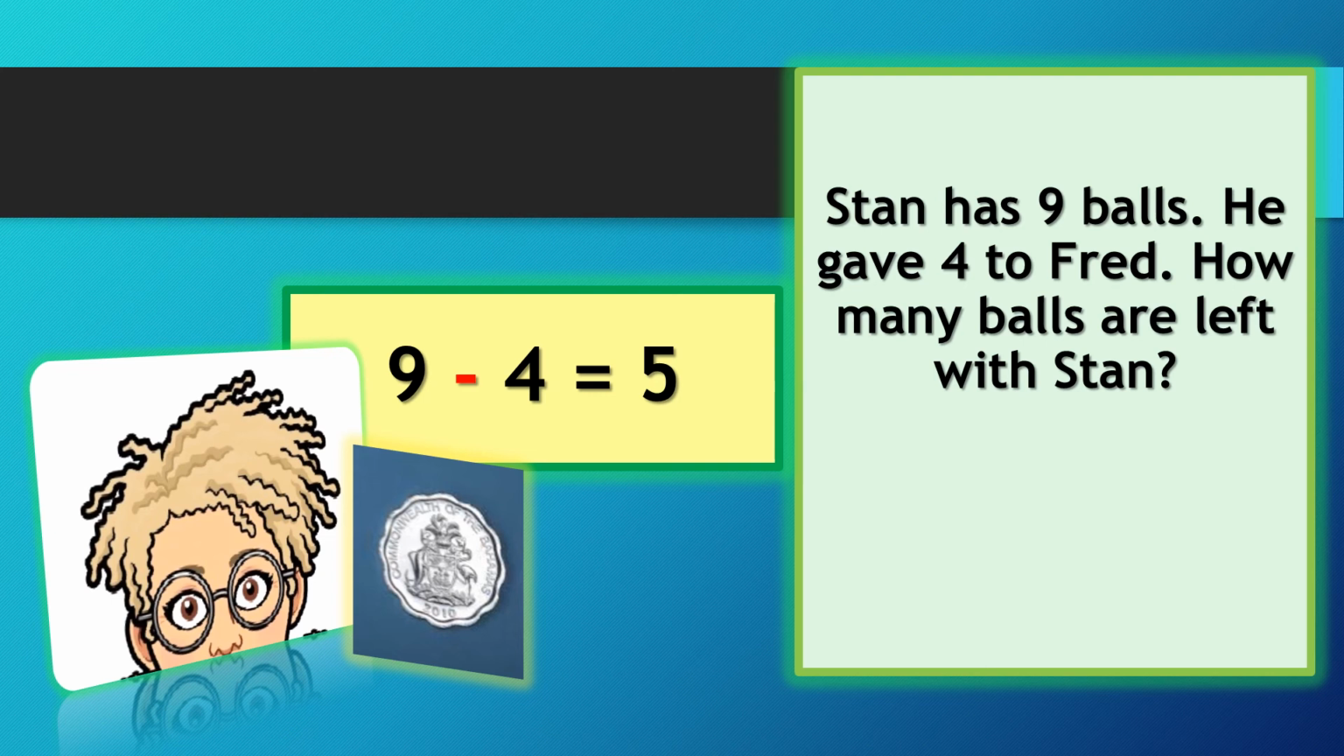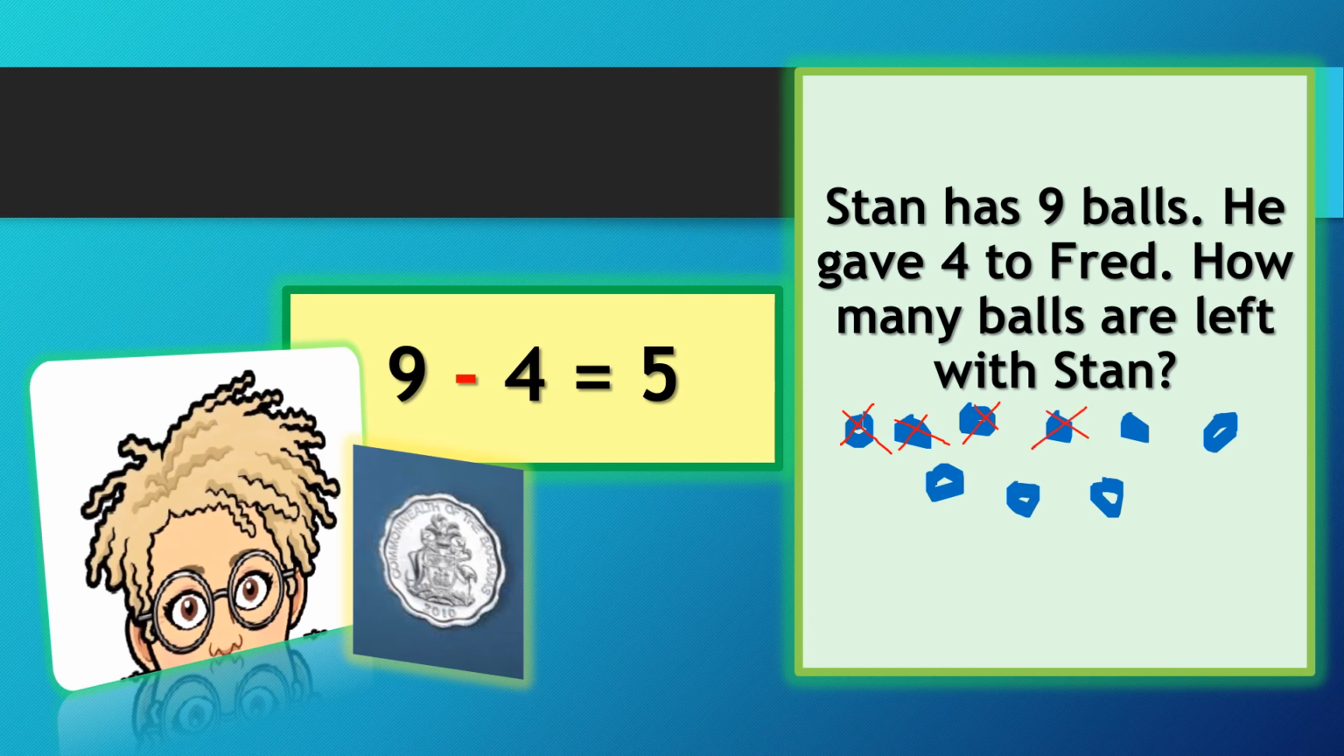Let's read it together. Stan has 9 balls. He gave 4 to Fred. How many balls are left with Stan? Do you remember what we would do to work out this equation? First, we would draw 1, 2, 3, 4, 5, 6, 7, 8, 9 circles. Then we will take away by putting X's on them. 1, 2, 3, 4 of those circles.